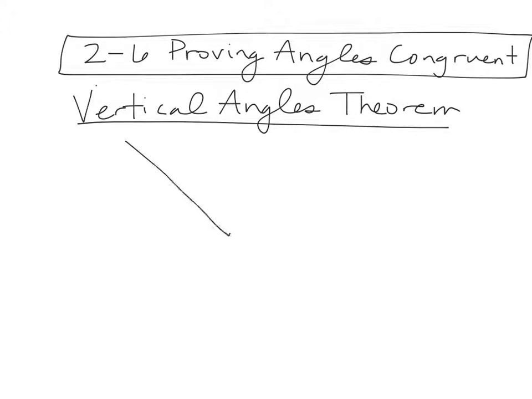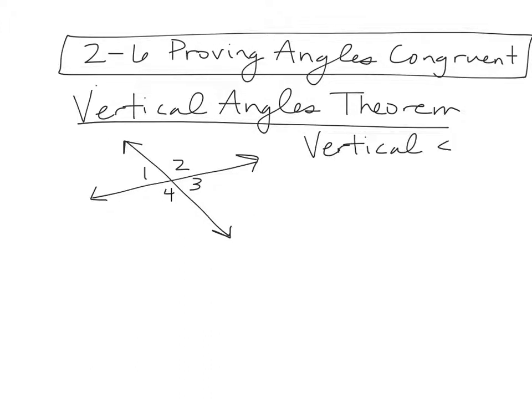So vertical angles look like this, right? Angle 1, angle 2, angle 3, and angle 4. Which ones are vertical angles? 2 and 4, or 1 and 3, right? So you have vertical angles. The vertical angles theorem says that vertical angles are what? Do you remember?